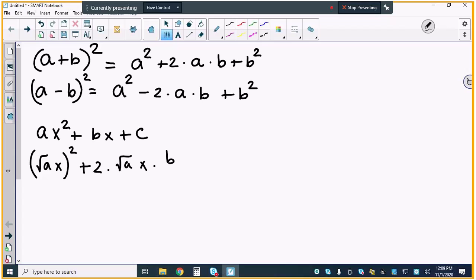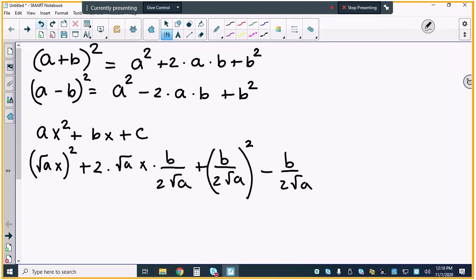Think about writing b over 2 square root of a. Then what happens? You can cancel this 2 square root of a and eventually get bx. Once I have done that, I will now write the square of the second quantity, which now is b over 2 square root of a. But since this was not in the original format, I will subtract that as well, and write down the given term plus c.